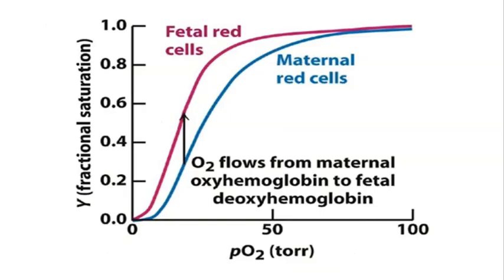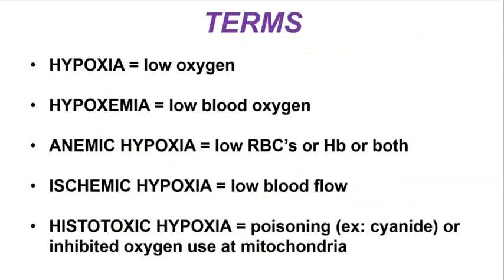This property of fetal hemoglobin ensures that fetal hemoglobin is always going to be more saturated than the mother's hemoglobin at a given partial pressure of oxygen. It also ensures that oxygen will always diffuse from maternal hemoglobin to fetal hemoglobin.